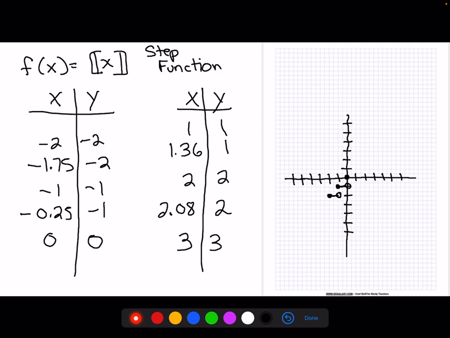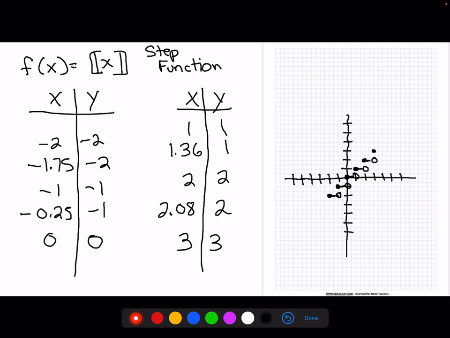0 spits back 0. If you pick decimals between 0 and 1, those are all going to spit back 0 until you get to 1. 1 spits back 1. And it keeps going like this. We did 1.36. Well, in fact, any decimal between 1 and 2 is going to spit back 1 until you get to 2. 2 spits back 2. Then anything between 2 and 3 is going to spit back 2 until you get to 3. 3 spits back 3.